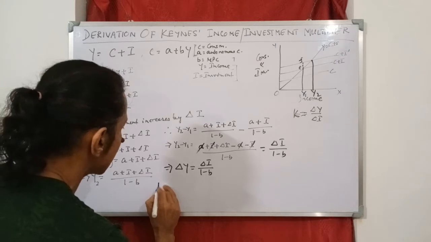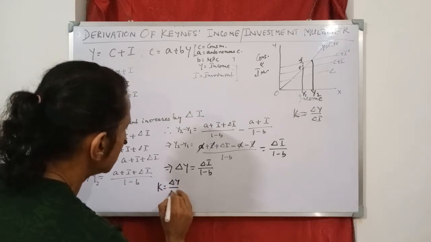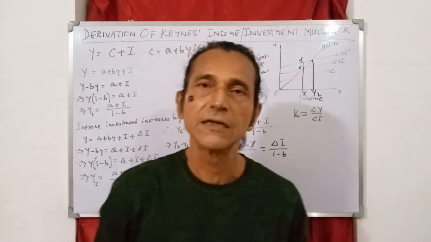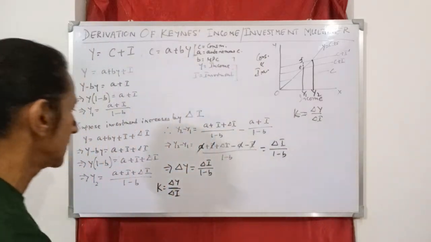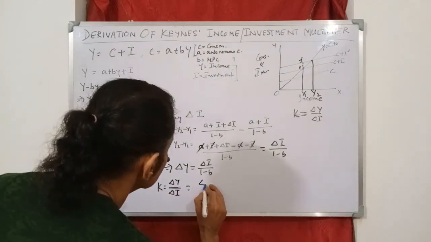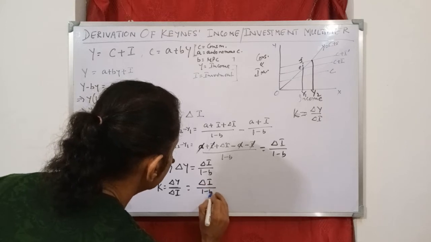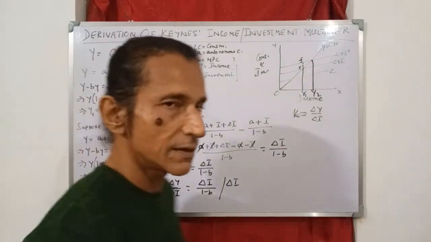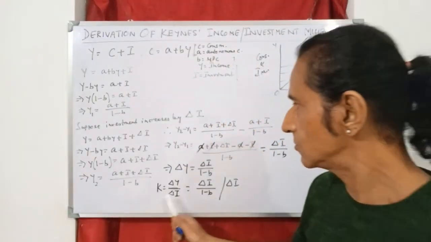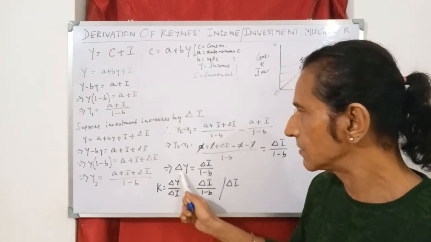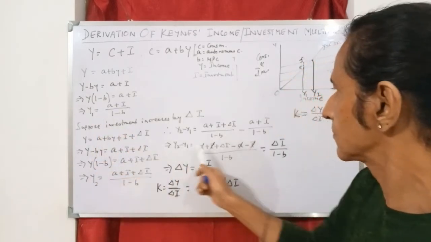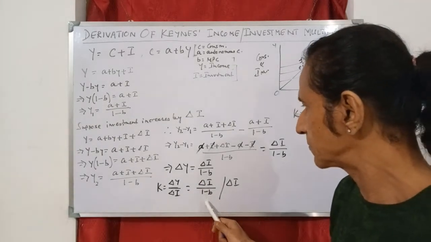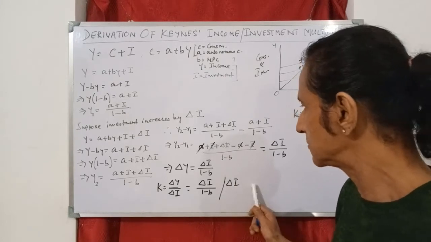Now k equals delta y divided by delta I, that is change in income divided by change in investment. So this becomes delta I divided by 1 minus b divided by delta I, right? K equals delta y by delta I. Now delta y equals y2 minus y1, that is delta I divided by 1 minus b. So delta I divided by 1 minus b whole divided by delta I. This gives the value of k.